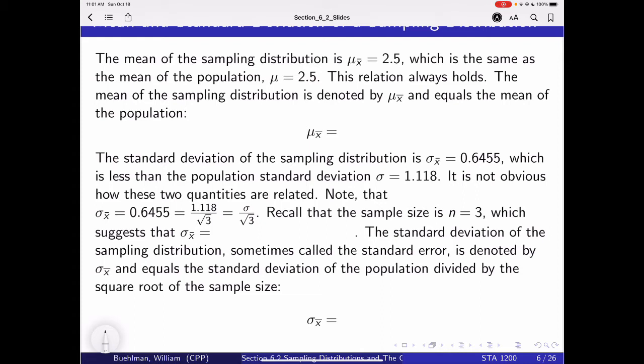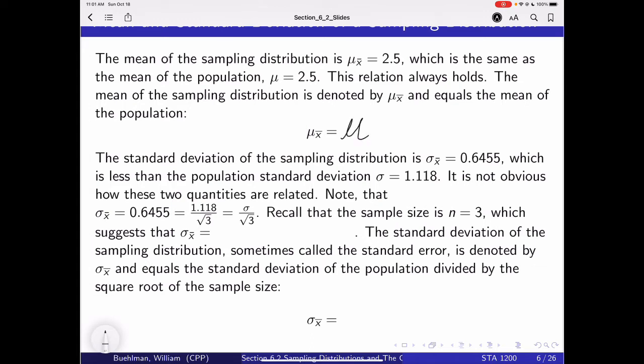The mean of the sampling distribution is mu sub X bar, which equals 2.5, which is the same as the mean of the population mu, which is equal to 2.5. This relation always holds. The mean of the sampling distribution is denoted as mu sub X bar and equals the mean of the population, so mu sub X bar is equal to mu.